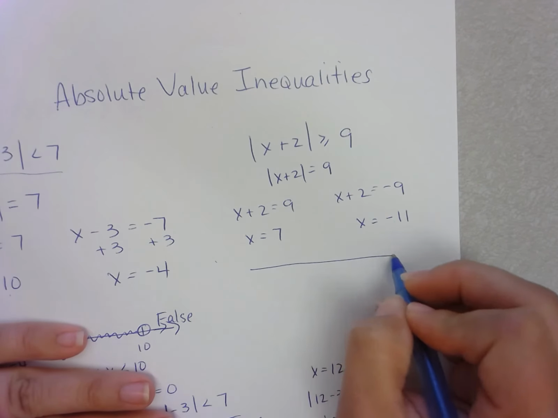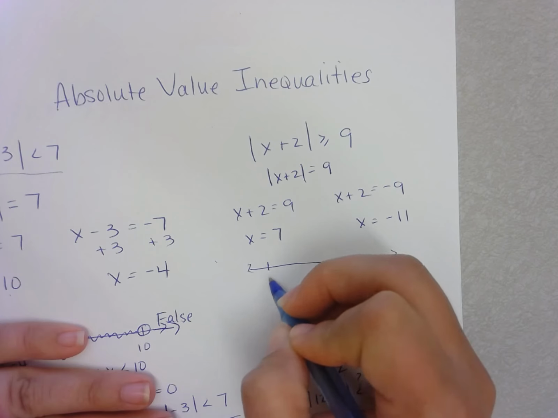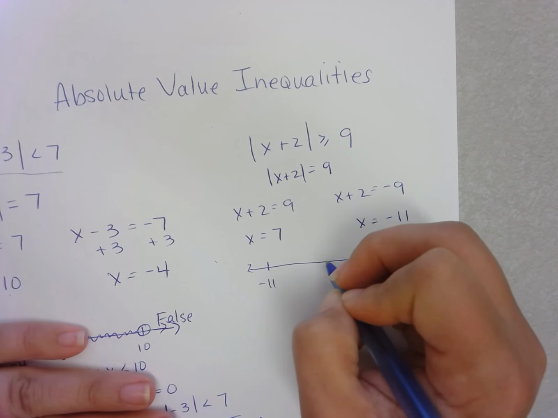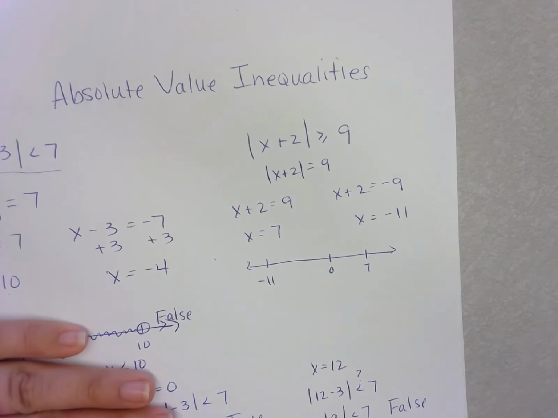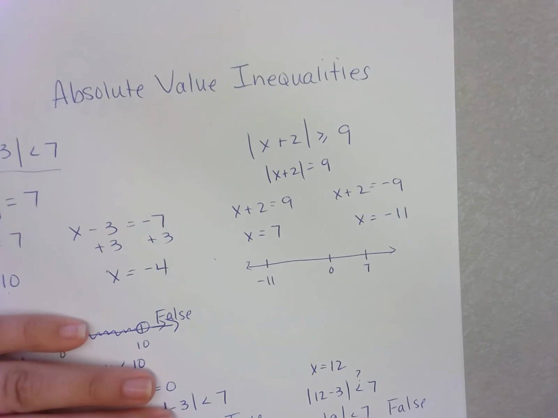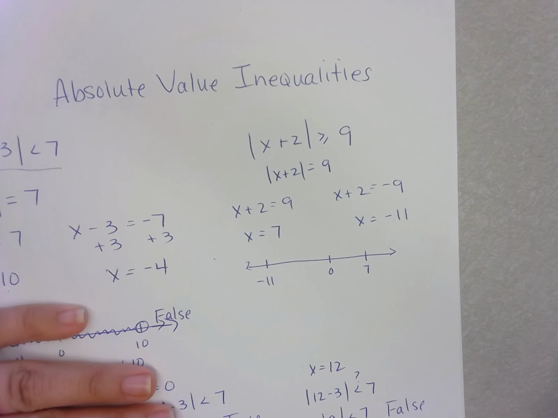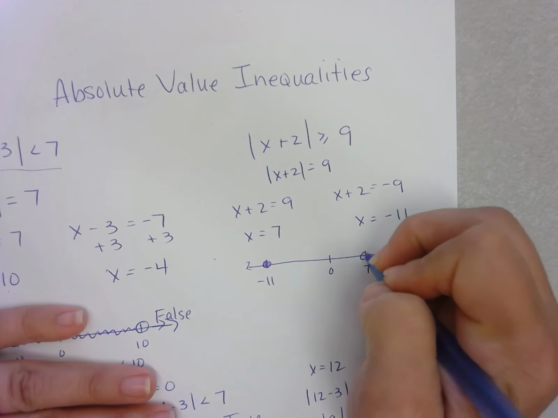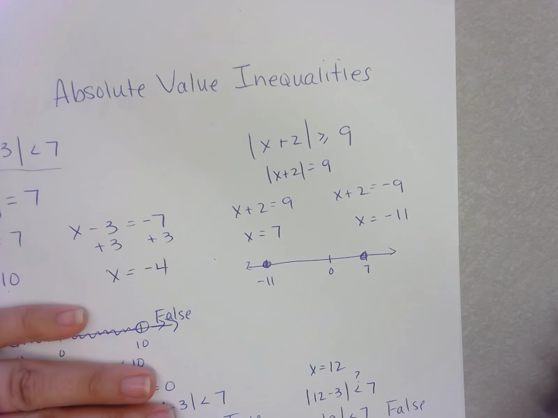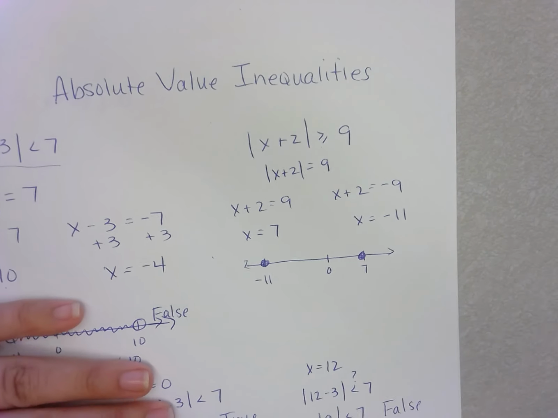So my number line then, I have -11 out here. Maybe I'll put my 0 here, so my 7 should be a little closer. So this one, when I'm looking at my inequality, it's greater than or equal to 9. So that means that solutions that give me 9 are in fact usable in my equation. So that means that the -11 and the 7 will be included. So I'm going to fill those in so I don't forget.